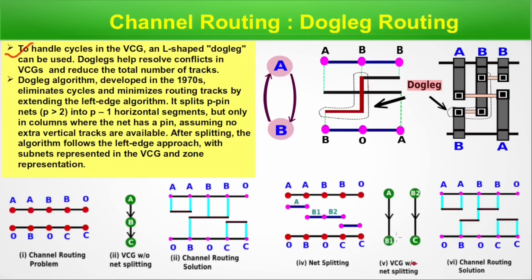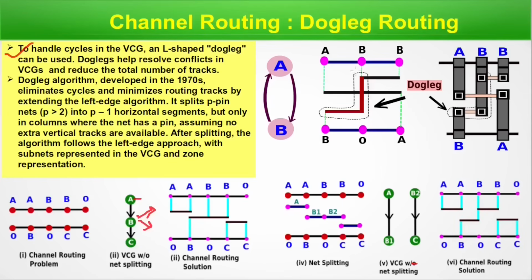So B1 must be below A and B2 must be above C. So it's split like that only. It was directly A to B and C, and here it's A to B1 and now B1 to C. This B is split into 2. So these 3 nets are connected like that. So that is the channel routing solution by dogleg routing.